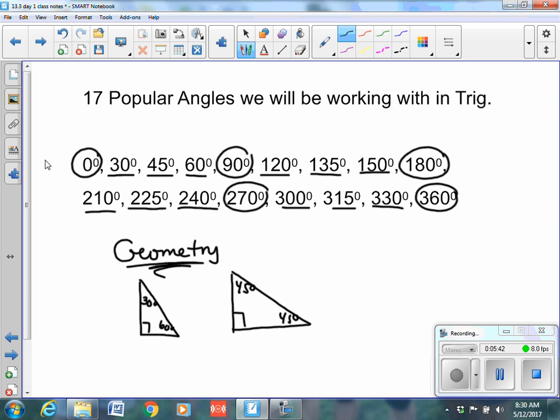Let's do the one over on the right side first. That's an isosceles triangle, right? Because it's 45, 45, 90. It goes 1 and 1.